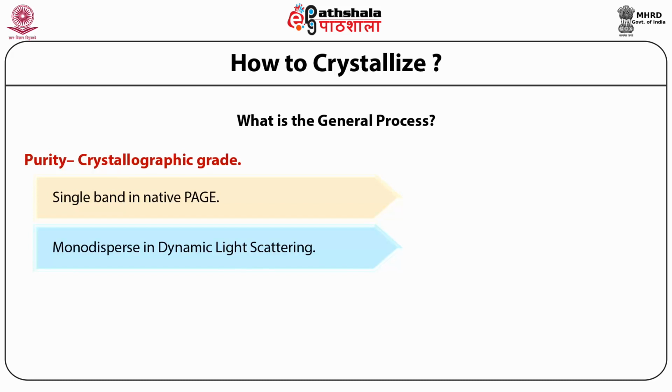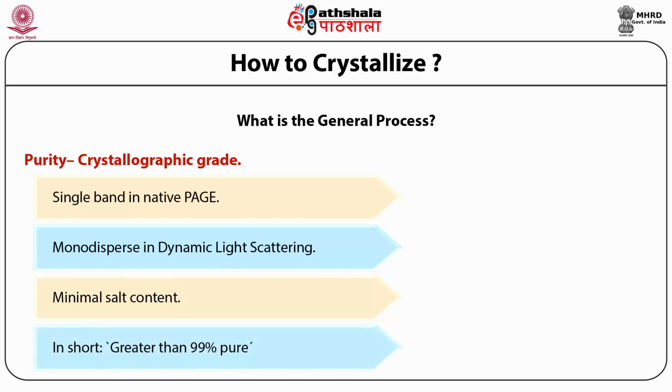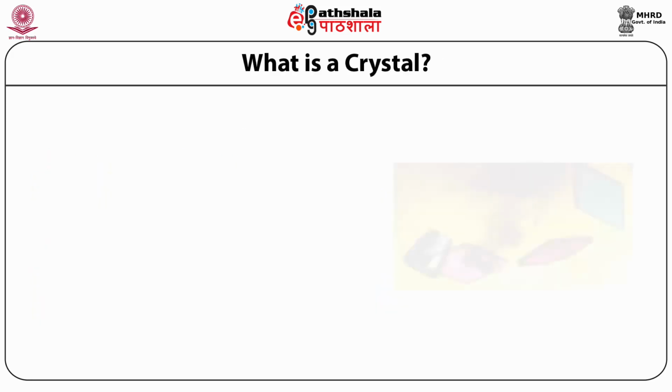We don't want a protein to be in equilibration between different states. If the protein is in different states, then for molecular interactions it is basically impure. And again, we want a minimum salt concentration, because as the salt concentration increases, protein solubility increases and it becomes difficult to crystallize. So in short, you want a protein almost 99% pure and with very monodispersed quality. So what is a crystal?